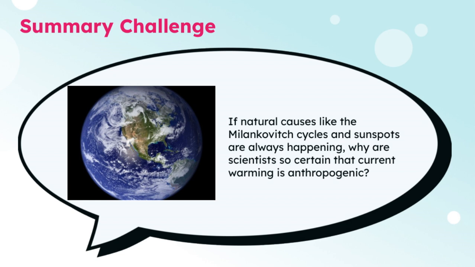Third, solar output does not explain the warming trend. If the sun were the main cause, we would expect solar output and temperature to rise together. But the slide notes that solar output is falling while temperatures rise. Fourth, climate models show that natural factors alone cannot explain the current temperature spike. When human greenhouse gas emissions are included, the models match observed warming much more closely. So scientists are confident because multiple lines of evidence point in the same direction.